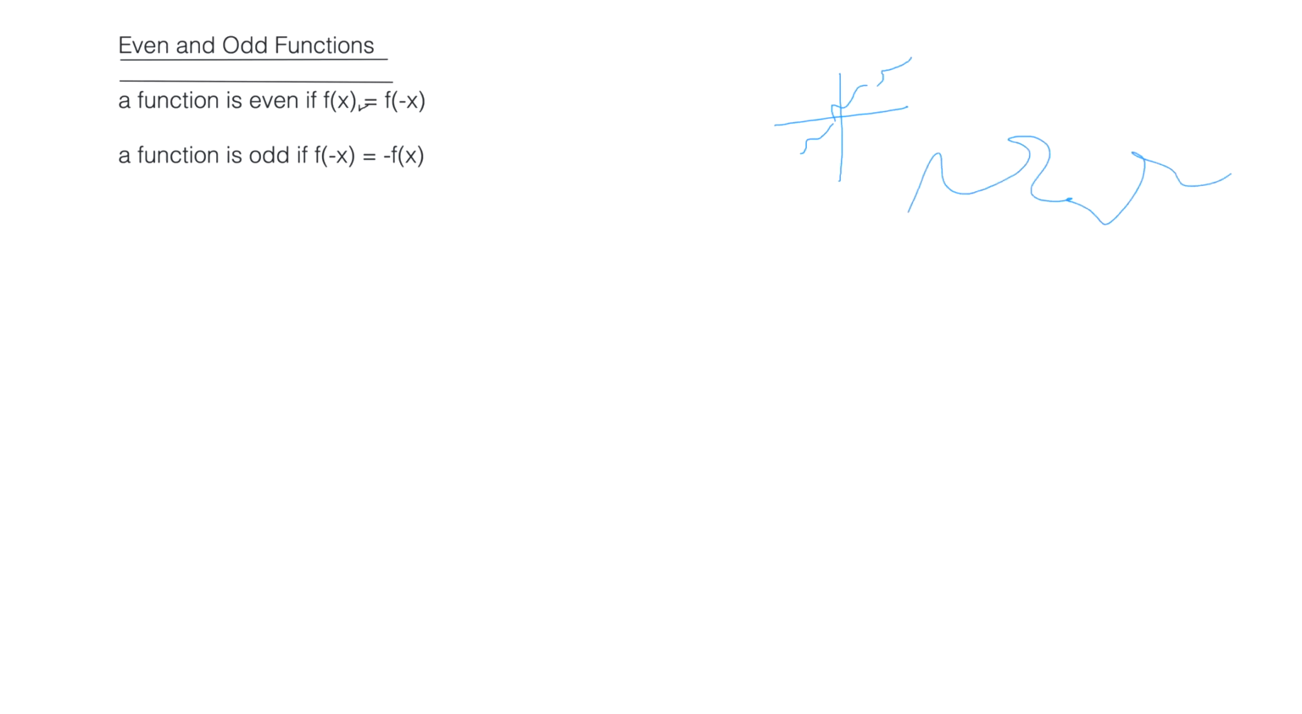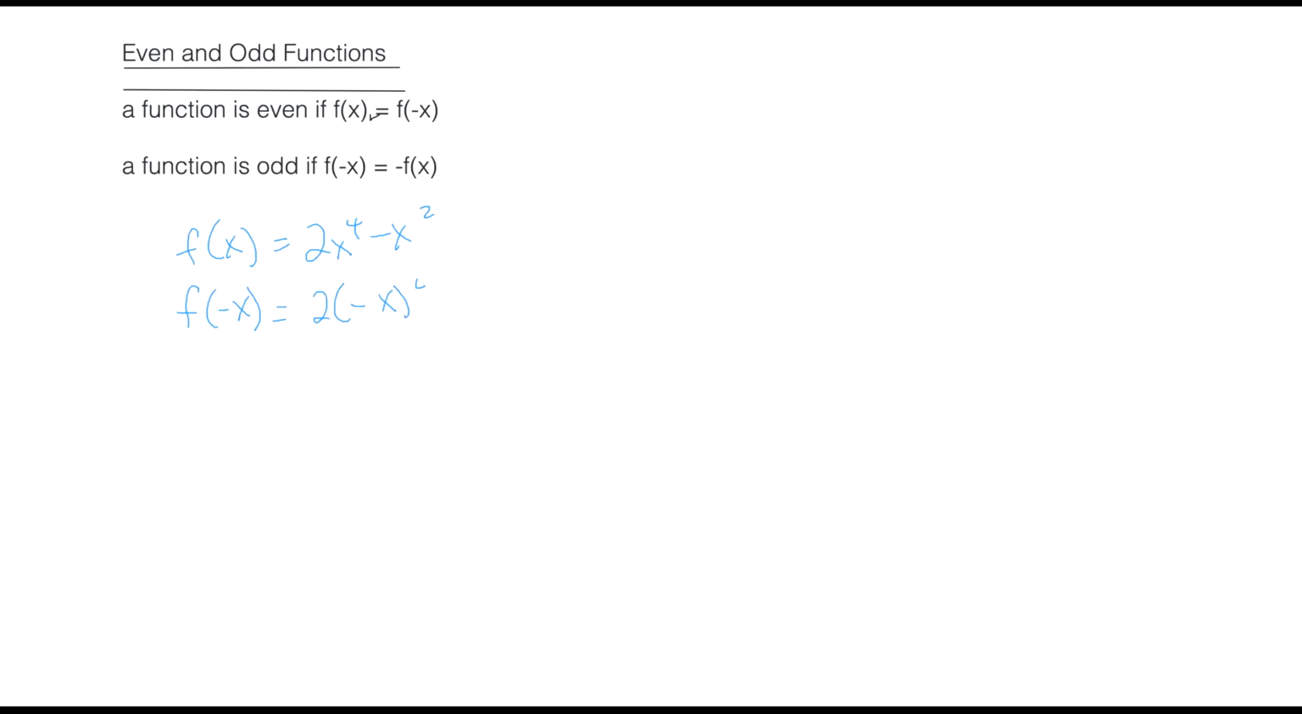Okay, get rid of this. And let's try another one. Okay, f of x equals 2x to the 4th minus x squared. I want to see if it's even or odd. So let's check for f of minus x. 2 times minus x to the 4th, minus a minus x squared.